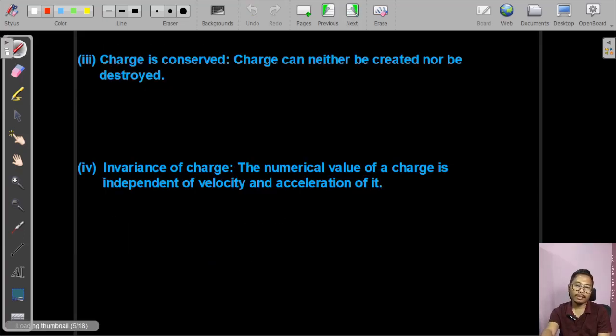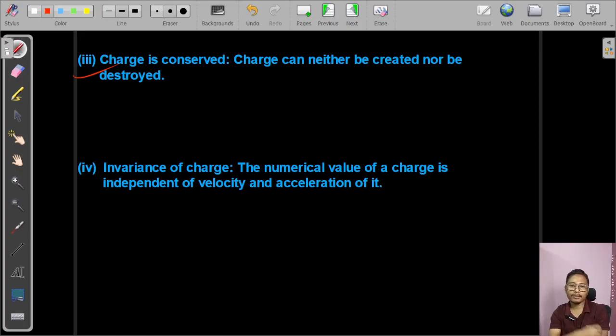So let's proceed to the next one. Charge is conserved. Charge can neither be created nor be destroyed. What is written here? Charge is conserved. You can't create a charge, nor can you destroy a charge. Charge can neither be created nor be destroyed.